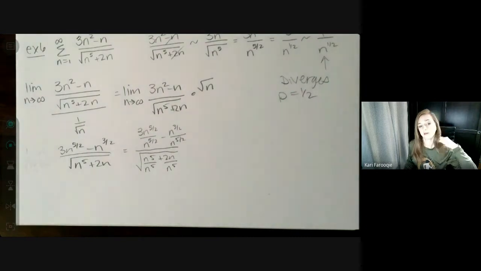Now, the whole point here is you're trying to get more powers in the denominator so that you can get some terms to zero out when you take the limit. That is the goal.